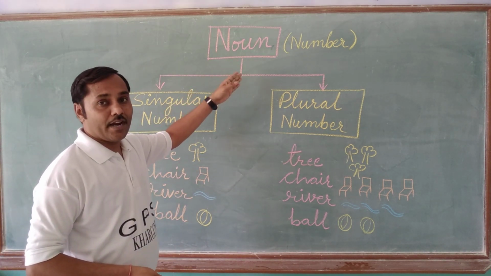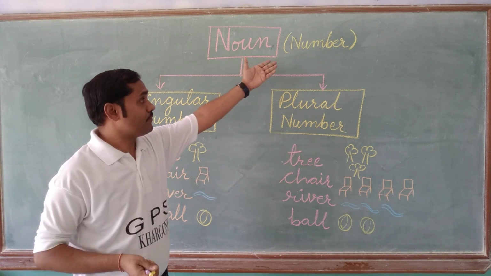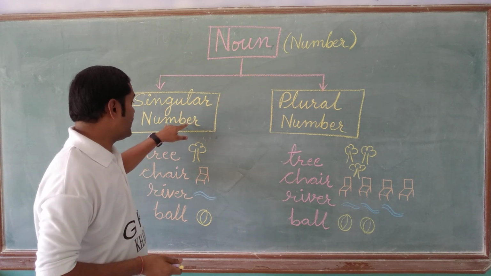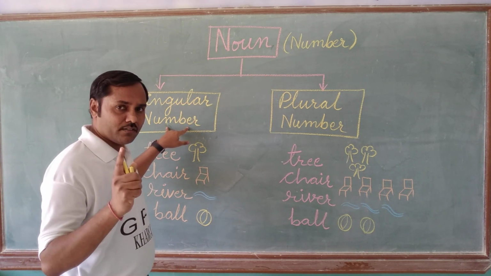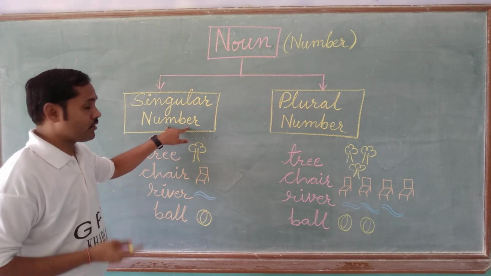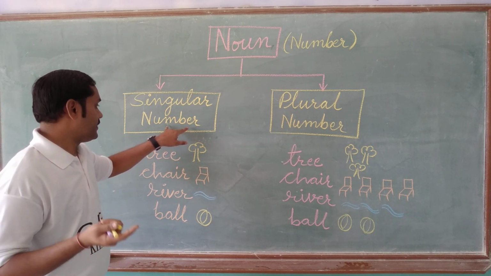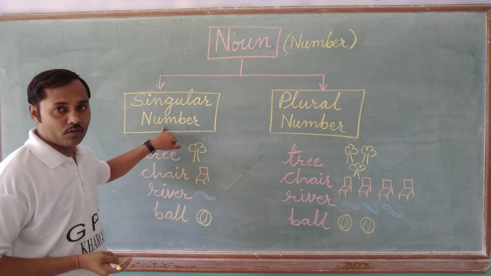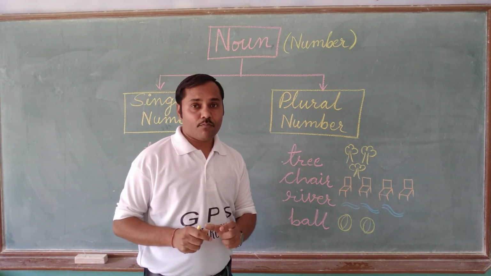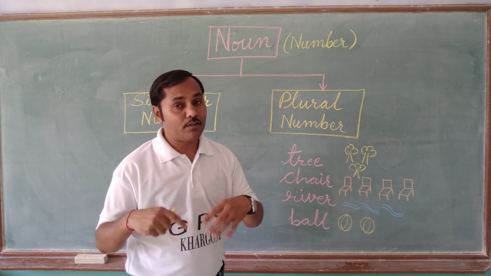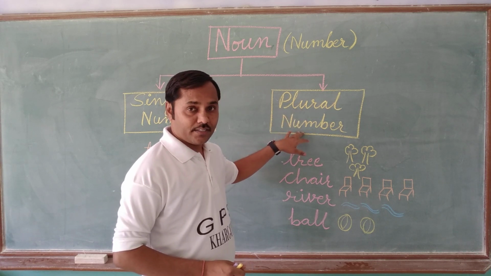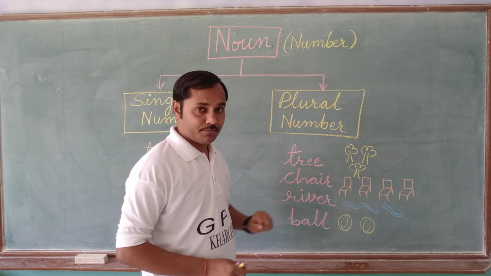Nouns can further be divided into two parts on the basis of numbers, on the basis of quantity. If there is only one object or only one person I am talking about, that person, thing or animal is called singular number or singular noun. But if I talk about more than one thing or more than one person, I call it plural number or plural nouns.